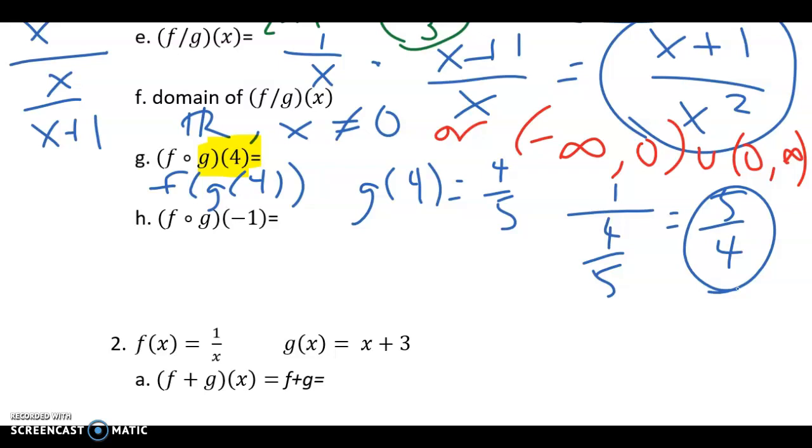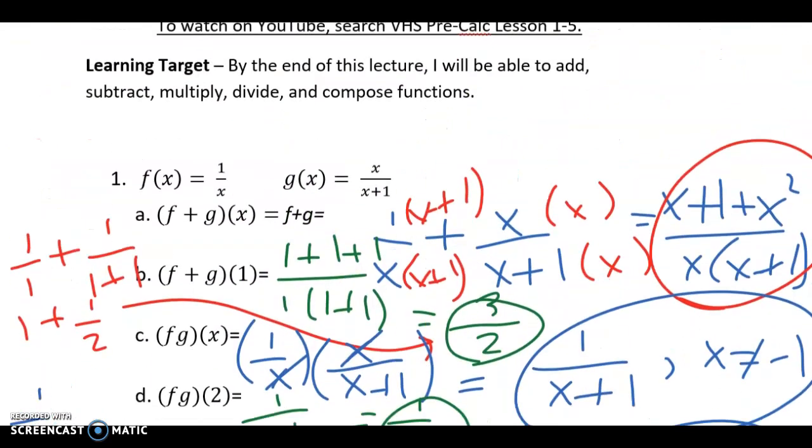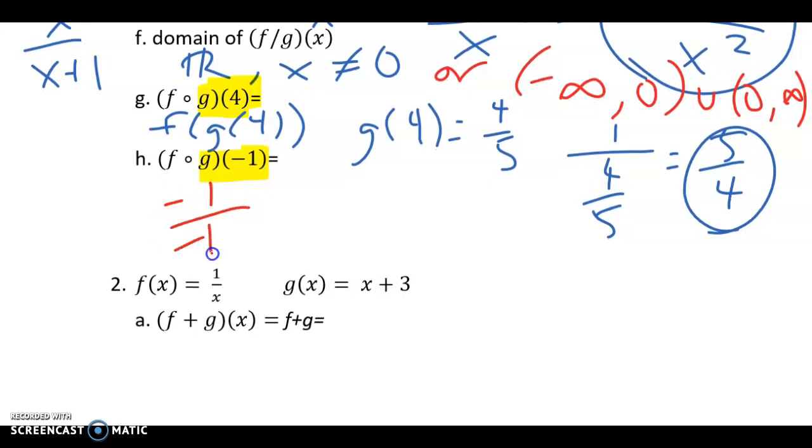Okay, same idea on the next one then. F of g of negative 1. So I'm going to do the g of negative 1 part first. If I plug that in properly, then, what was it again? G of x is x over x plus 1. So we're going to have negative 1 over negative 1 plus 1. So we get negative 1 over 0. Well, we can't even divide by 0. So since that's undefined, we can't even keep going, can't even plug it in. So overall, our answer for this would have to be undefined.